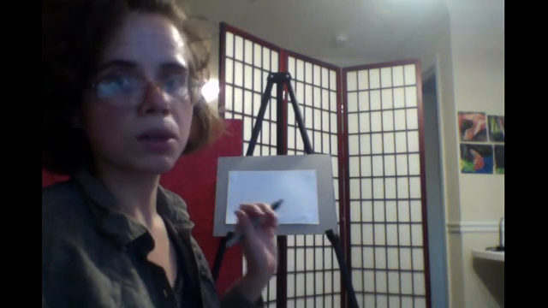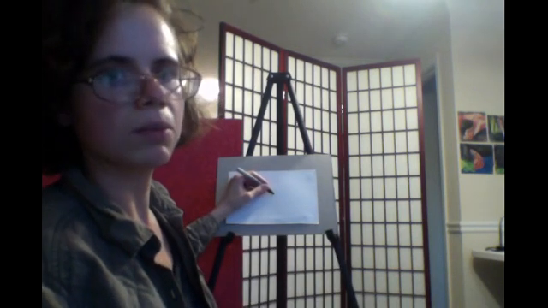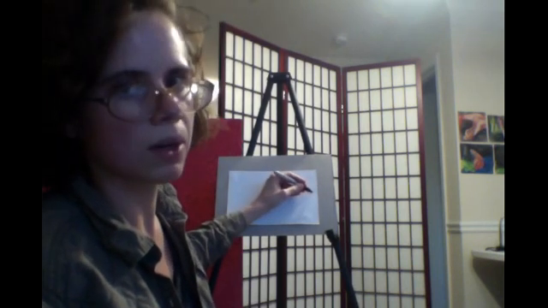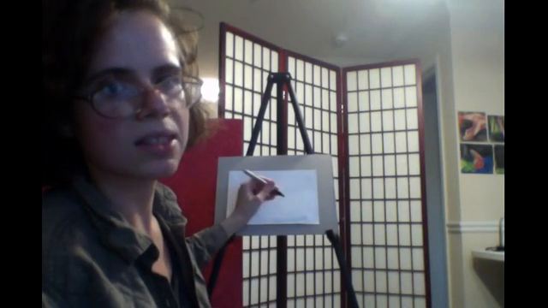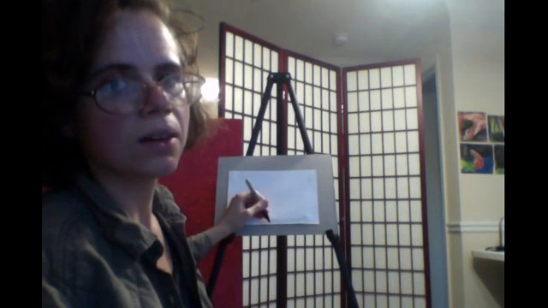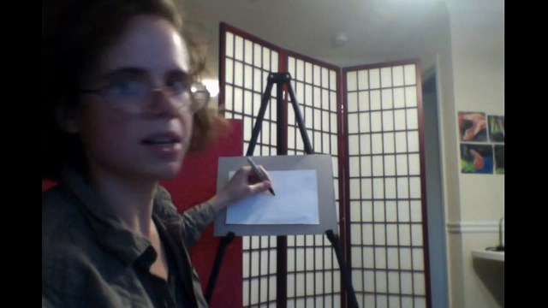So with 1-point linear perspective, you have your vanishing point. It could be anywhere on your sheet of paper. Maybe it's to the right, maybe it's to the left, maybe it's in the center, maybe it's high up, maybe it's down low. We're just going to put it in the center. So there's the vanishing point. I'm going to draw the horizon line.